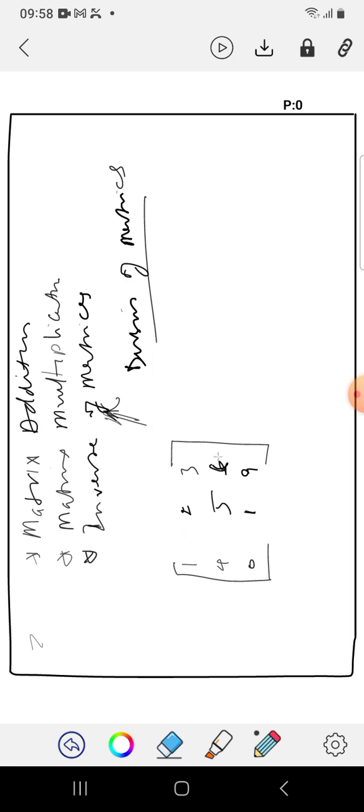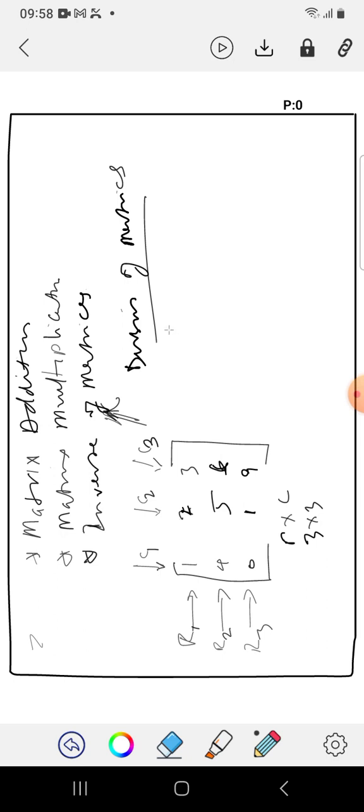Now let me talk about the parts of a matrix. You can see that we call this a 3 by 3 matrix because it has three rows. These are the rows: row 1, row 2, and row 3. And it has three columns: column 1, column 2, and column 3. It's row by column, so it's a 3 by 3 matrix.